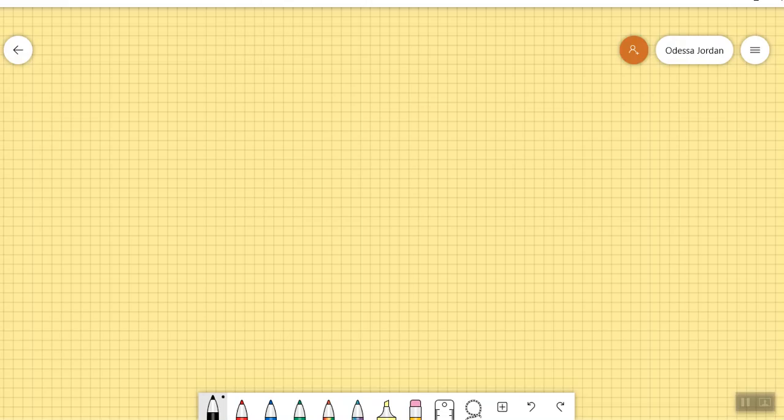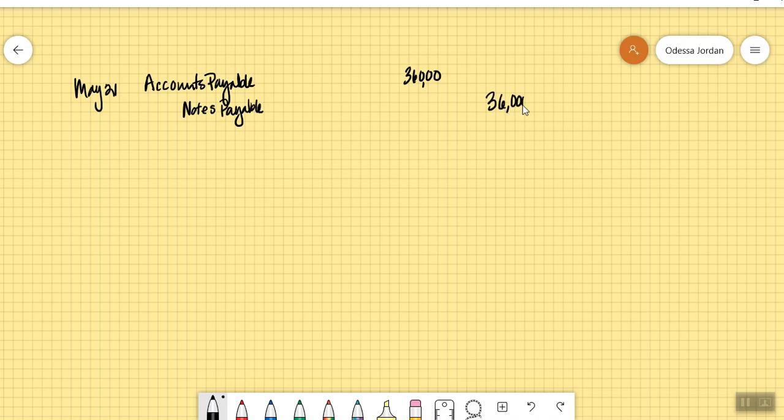So this is what the journal entry would look like. We will put May 21st, and then it would be accounts payable and notes payable. So accounts payable is decreasing and notes payable is increasing. Thus the debit to accounts payable and the credit to notes payable. And the amount is for the $36,000. All right, so that's what that journal entry would look like.